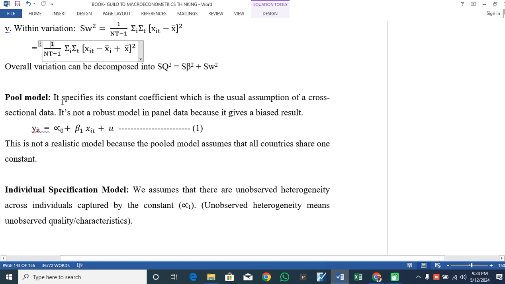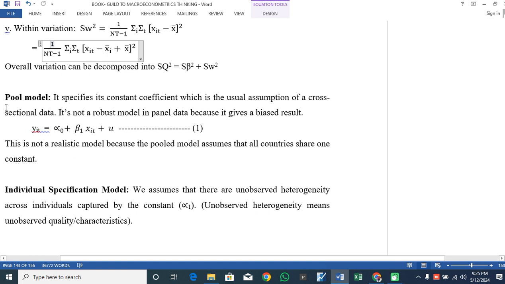The pool model contains an estimation that has to pool all the individual components or cross-sections into one dataset. As explained here, it specifies a constant coefficient, which is the usual assumption of cross-sectional data. It's not a robust model in panel data because it gives a biased result. So the pool model, according to what we know, is not a comprehensive estimation procedure because of some biasedness inherent in it. And this is not a realistic model because the pool model assumes that all countries share one constant variable.